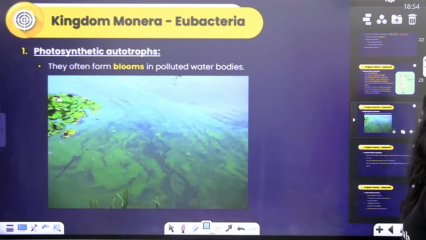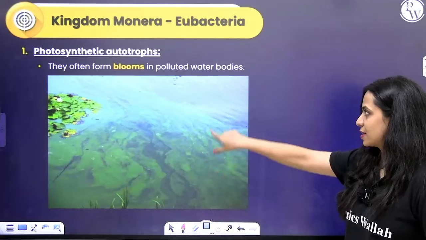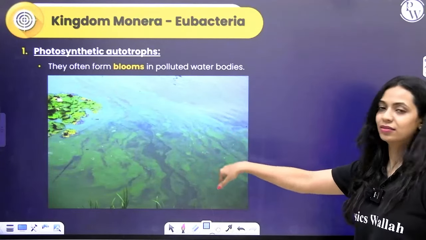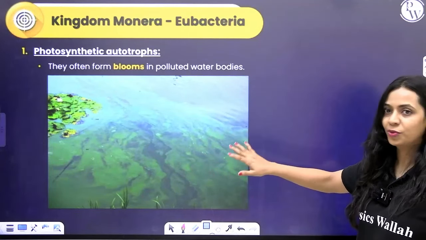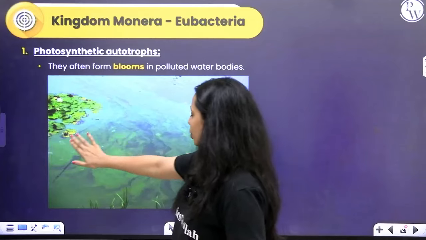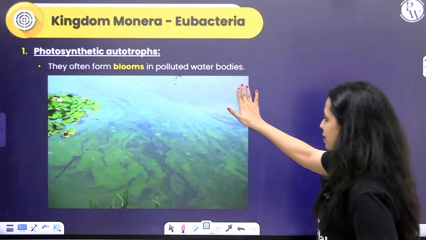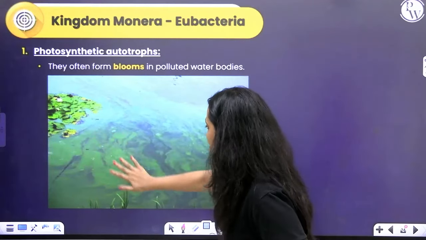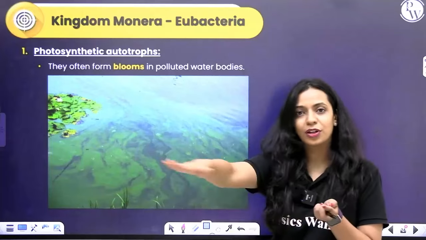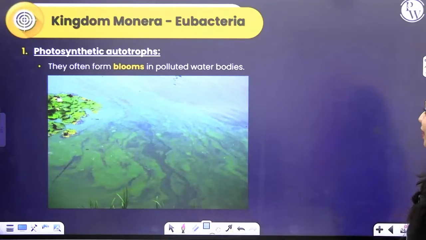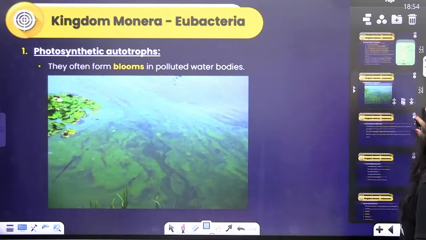Now, this is what it looks like. See, it's blue-green in color. This is a bloom that is formed from cyanobacteria. I'm sure you're able to notice. Here it is clearer water. I want you to notice this portion where there is a film of cyanobacteria growing. That is called bloom. Okay.